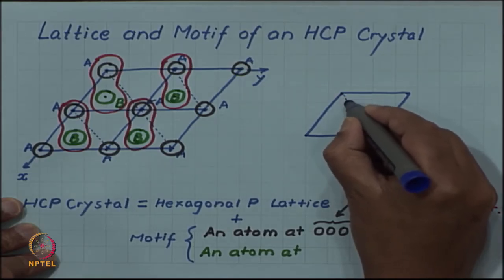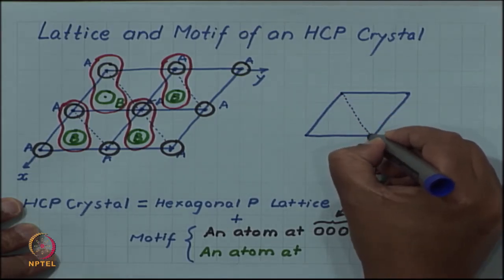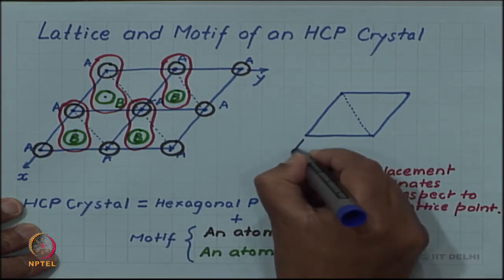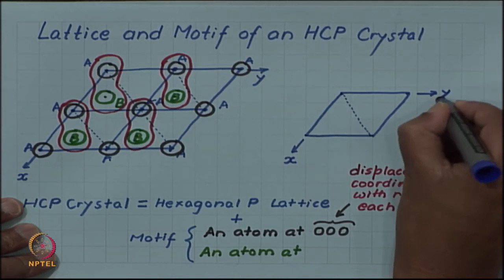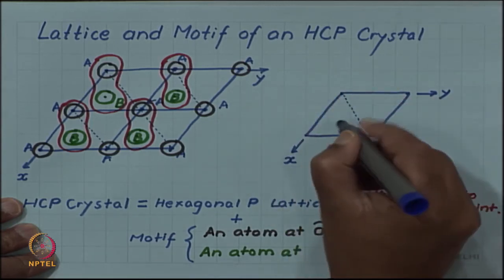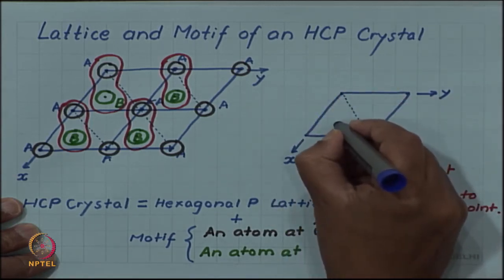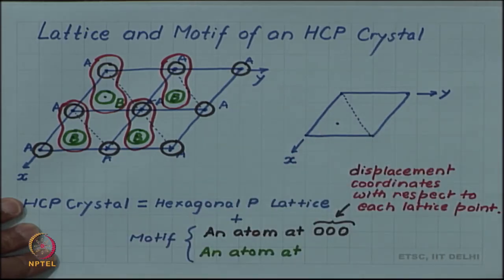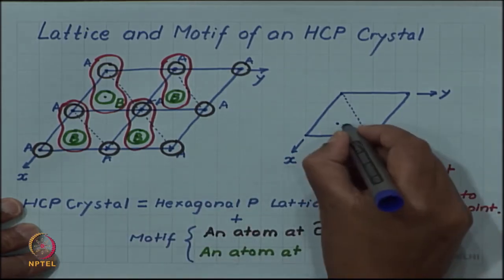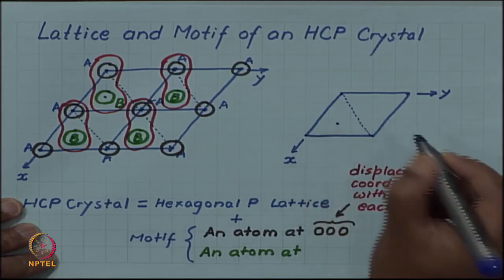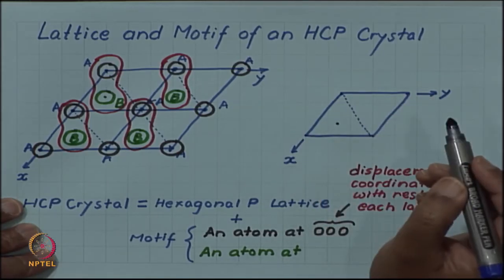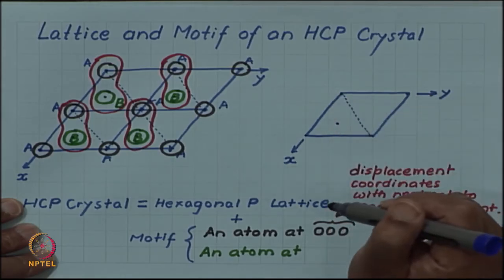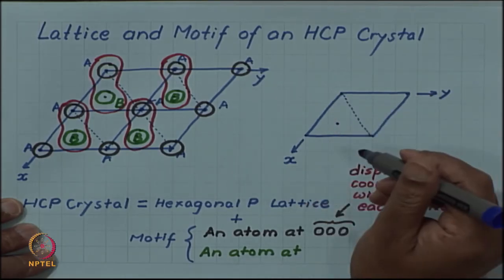So, we have a rhombus divided into equilateral triangles. This is my x and y axes, and I wish to locate the centroid of this up triangle, that is the B location, with respect to the crystal coordinate system, that is with respect to x and y axes shown here.